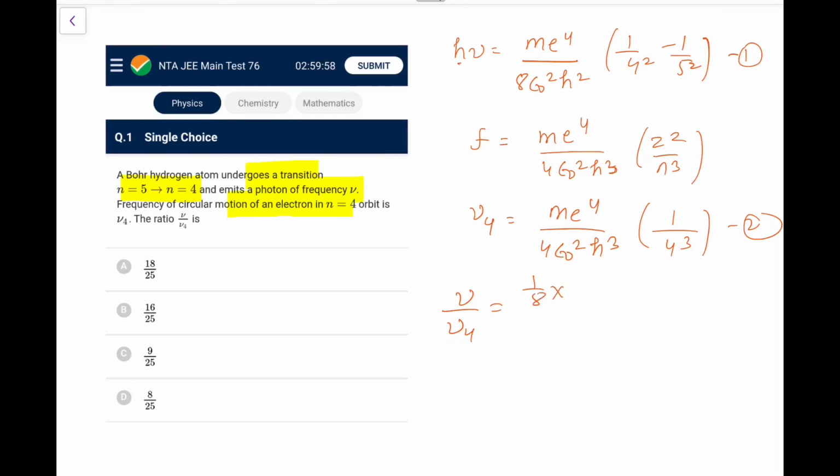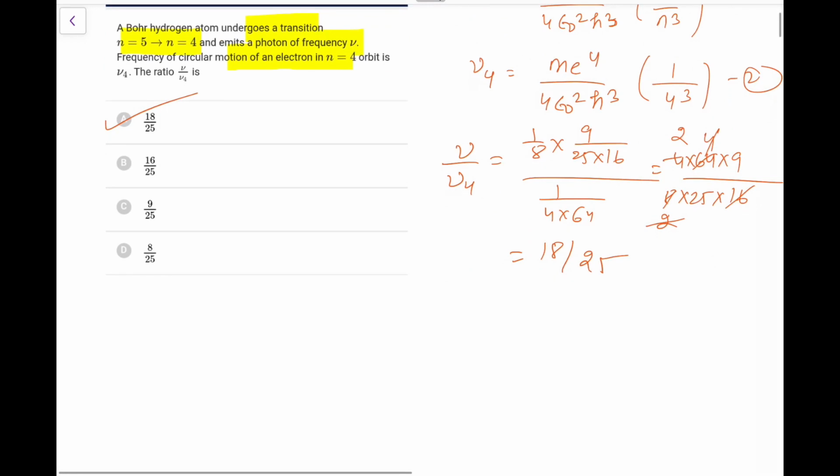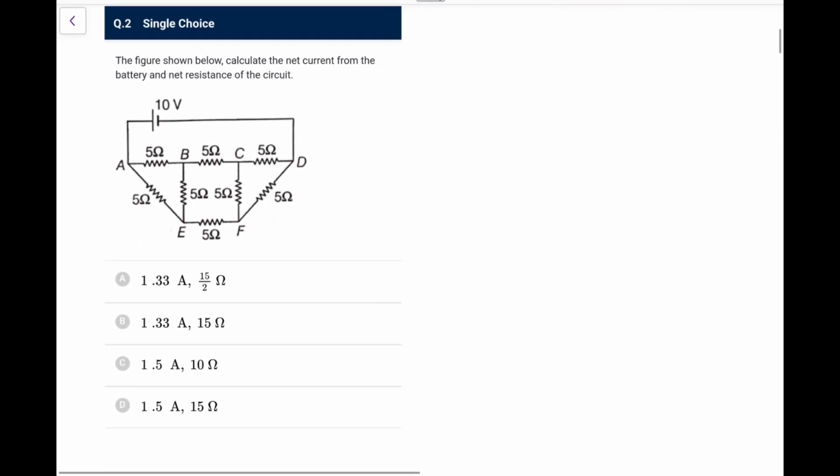So it would be 1 upon 8, and 5 square minus 4 square, 25 minus 16, is 9 upon 25 into 16, and for nu 4 you will have 1 upon 4 into 64. So putting it above, 4 into 64 into 9 over 8 into 25 into 16. 16 4s are 64, 4 cancels with this 2, and what we are left with is 18 by 25. So go for option A. Again you need to remember this, otherwise deriving it is not that easy, because you need to remember the velocity expression and the radius expression.